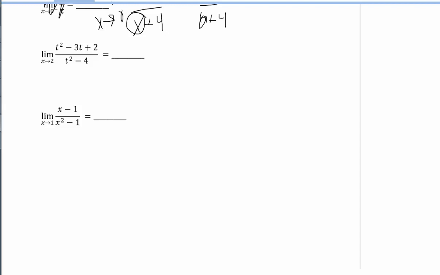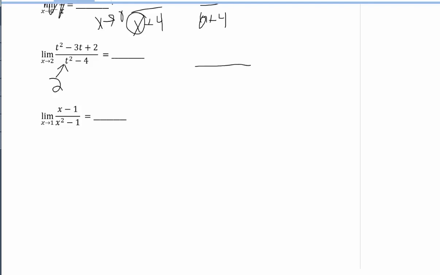All right, so for these last two, we could try what we did at the very beginning, just plugging in 2. But you notice if you plug 2 into this function right here, it's going to give you a 0 in your denominator. That's a problem. So what we can do, though, we can factor this thing.